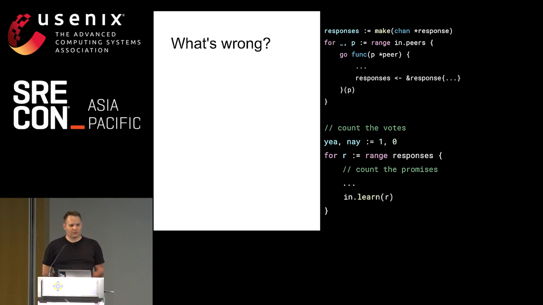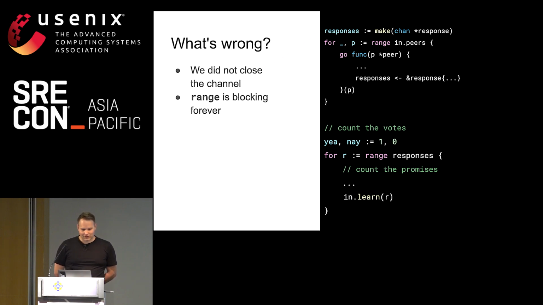So looking at this code, something is wrong. What happened: I started all the instances, I started to acquire the log, so all the messages were sent out, and then nothing. The system was just stuck, and nothing ever happened. So there are two things here. We did not close the channel. That means the range is blocking forever. I need even more synchronization, because once I'm done with all the responses, I need to close the channel so that when I range over the values in the channel, it will at some point unblock and continue.